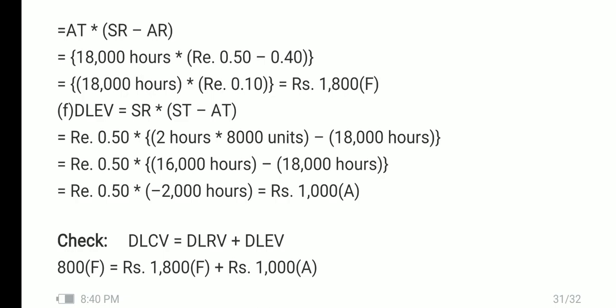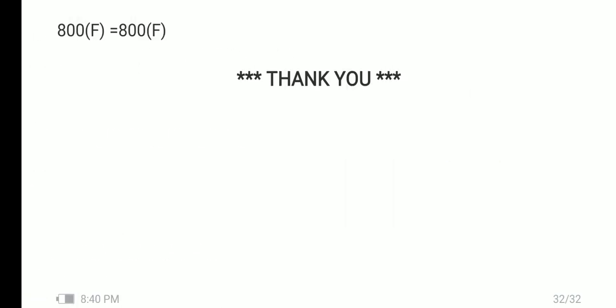Again, it is checked here. Direct labor cost variance is equal to DLRV plus DLEV. 800 favorable is equal to 1800 favorable plus 1000 adverse. Naturally, we are getting 800 favorable is equal to 800 favorable.